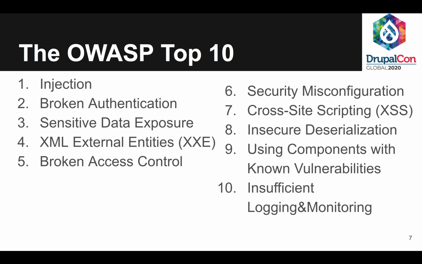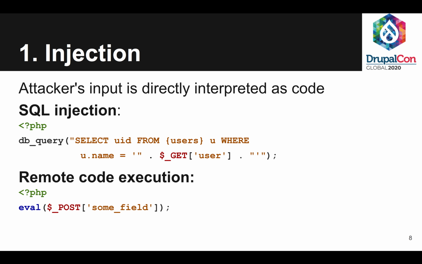Okay, so I'm going to go through each one of these, give you a little information about what it means, why it is a vulnerability, and maybe even give you a little tidbit of code in the Drupal context or PHP context that shows you what such a vulnerability might look like. Okay, so the vulnerability with the highest impact, OWASP top 10, number 1, is injection. And what that means is code injection, such as SQL injection or remote code execution, meaning the attacker's input is directly interpreted as some kind of code. So this, again, is the highest impact.